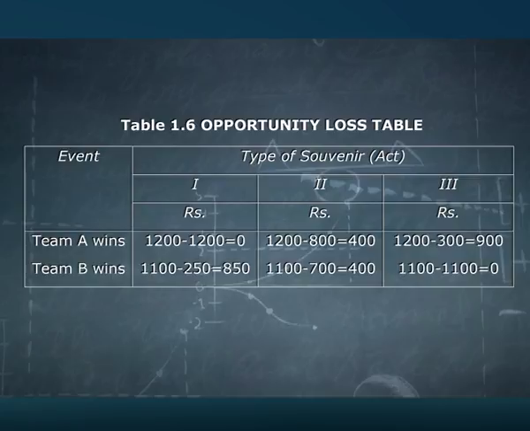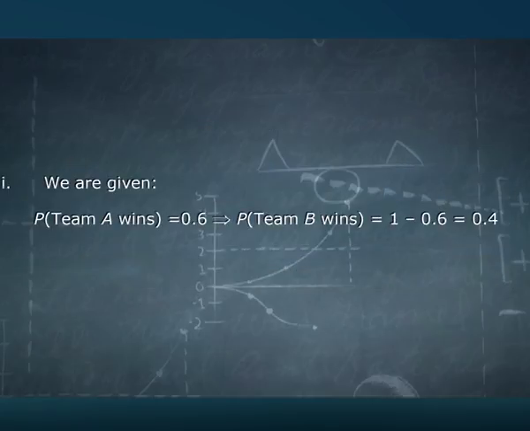The first one, the opportunity loss table for the given payoff table is shown in table 1.6. So we are given the probability of team A winning is equal to 0.6. So that implies the probability of team B winning will be equal to 1 minus 0.6, which is equal to 0.4.